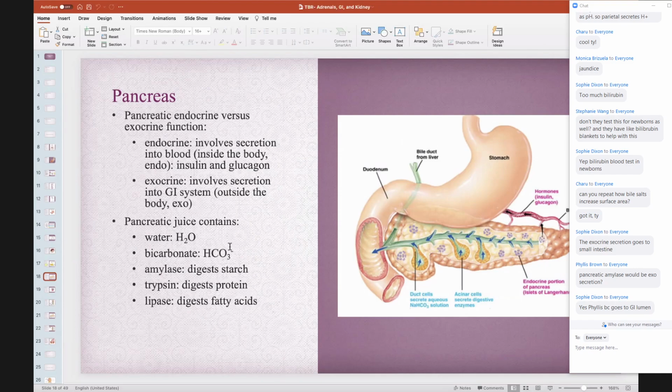The exocrine secretion goes into the small intestine. Yep, pancreatic amylase would be exocrine secretion. It's exocrine because it's going into the GI lumen. Because of the tube-within-a-tube organization, whatever is inside the GI lumen is not inside of the body, so it'll be exocrine signaling.